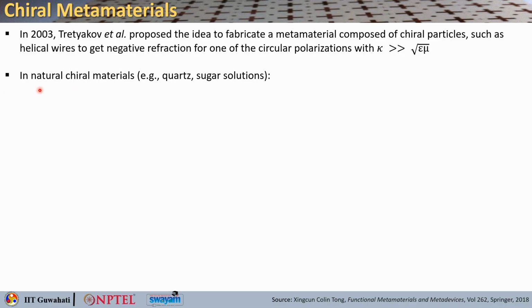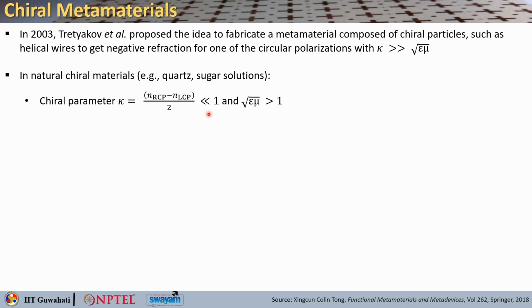So, in natural chiral materials such as quartz or sugar solution, you will see the chiral parameter kappa, which can also be calculated as the difference between the two refractive indices divided by 2. So, that is n_RCP, right circular polarization, minus n_LCP, left circular polarized light. Okay, the refractive index that you see for these two different polarizations, divided by 2.